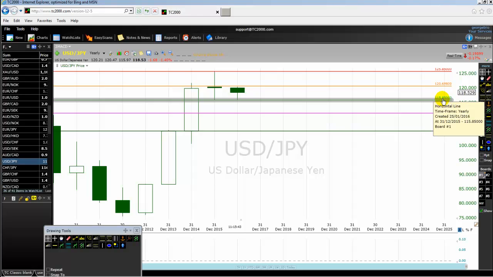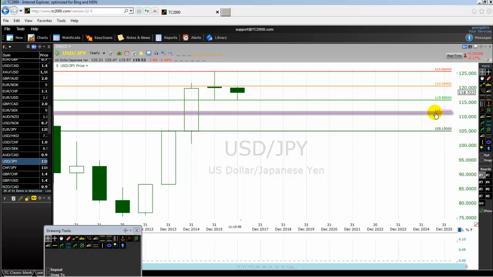If 11585, which is a support level right now, is converted into a resistance level, we will give priority to sell signals below 11585 until the price reaches the level of 11133, the pink line here.